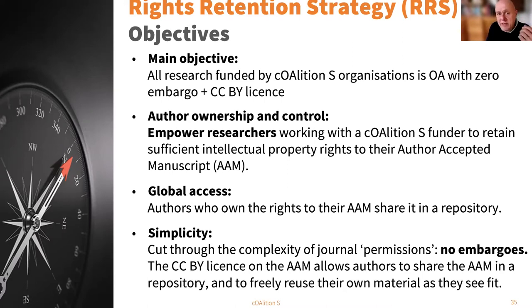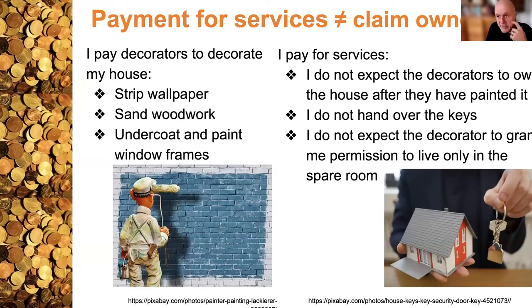So we can compare this to payment for services. Imagine the following: you pay decorators to decorate your house, strip wallpapers, undercoat paint and so on. Of course, they are painting your house. Painting the house is the same as doing the maintenance or the services that are necessary for your house to look nice. This is the same service that the publisher provides, in a sense, to your initial manuscript. They have it reviewed, they have it inspected, they make it nice, they typeset it, they copy edit it, they make sure that all the references are okay.